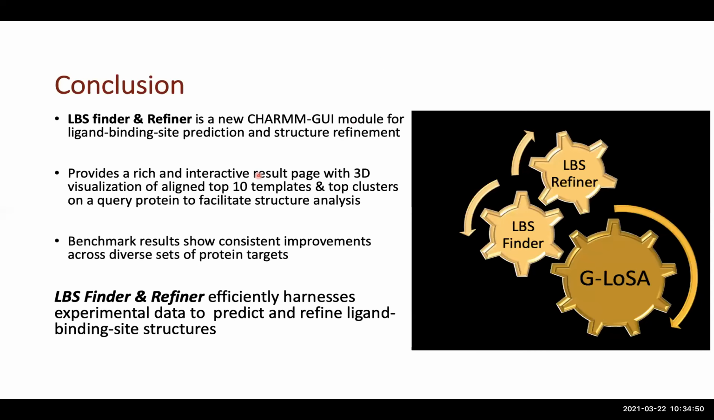So in conclusion, we want to show this new module called LBS Finder and Refiner on CHARMM-GUI that a user can use to predict ligand binding site on their protein if they don't know where the ligand binding site is, or if they want to see if there are possible different sites that a ligand can bind to. Because if you see in our result page, we display top 10 templates instead of just one. And we also have the clusters of templates.